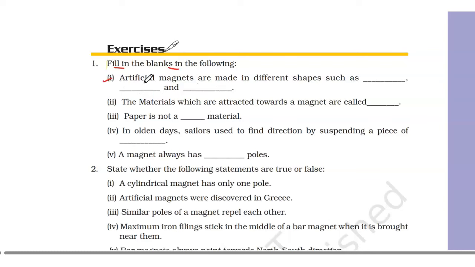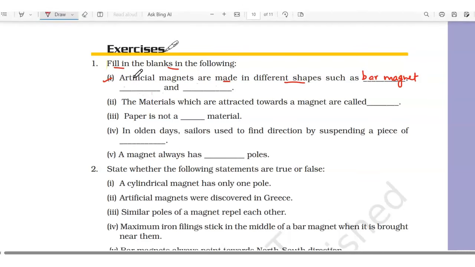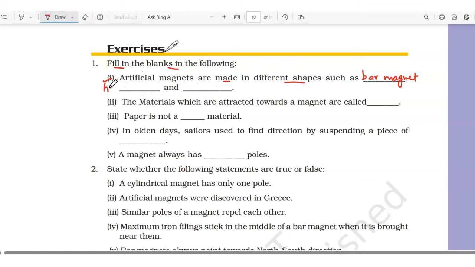So number one, artificial magnets are made in different shapes, such as, what are the different shapes of artificial magnets? Remember, there are three different shapes of artificial magnet. One is bar magnet. Another one is horseshoe magnet. And cylindrical magnet.